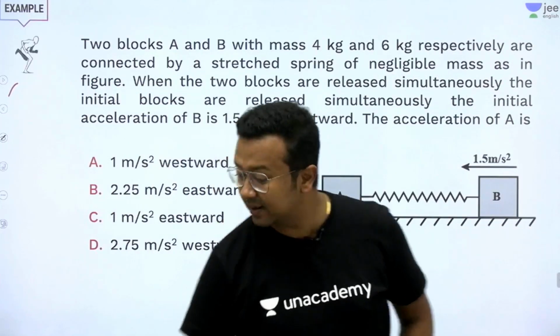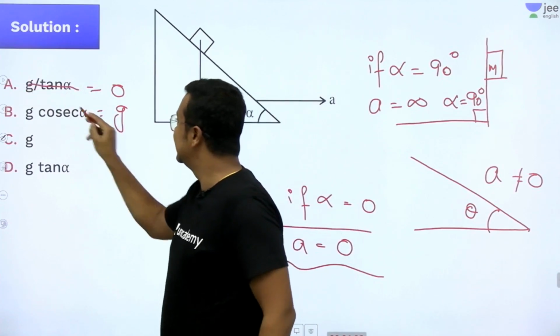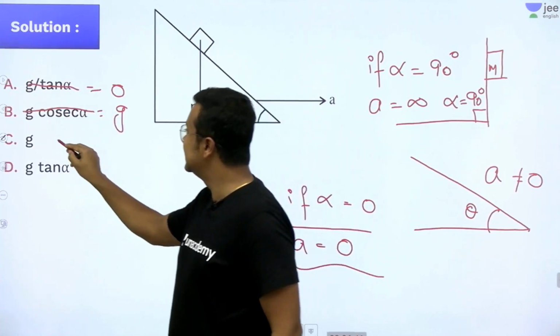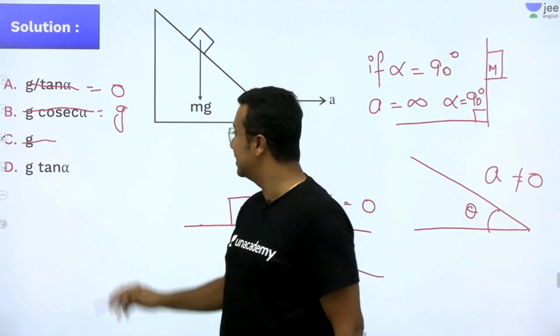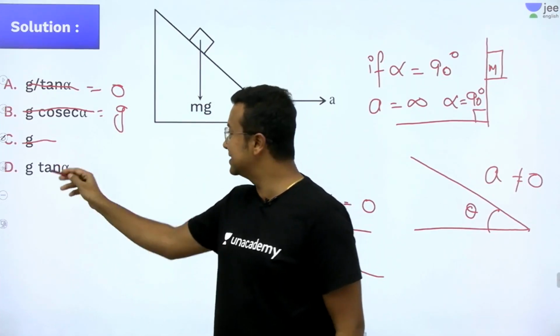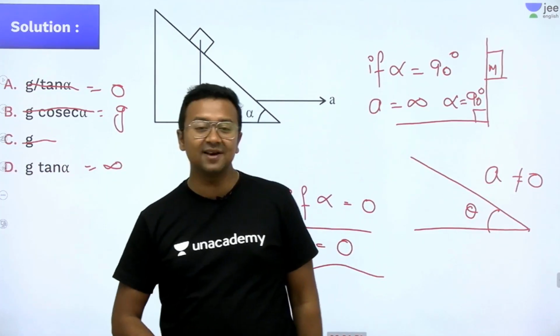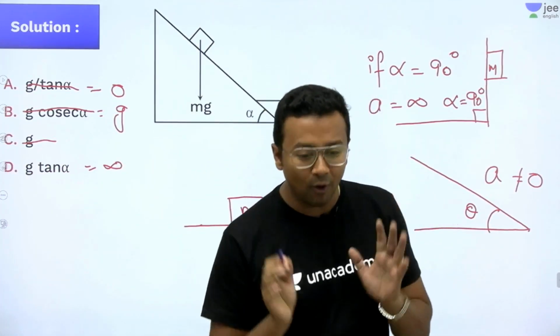Achha, by the way, let me go back. This is not the right answer. This is also not the right answer. g is definitely not the right answer. And if you place g tan alpha, tan 90, then this will become equal to infinity. So option D is the correct answer. I hope you got it.